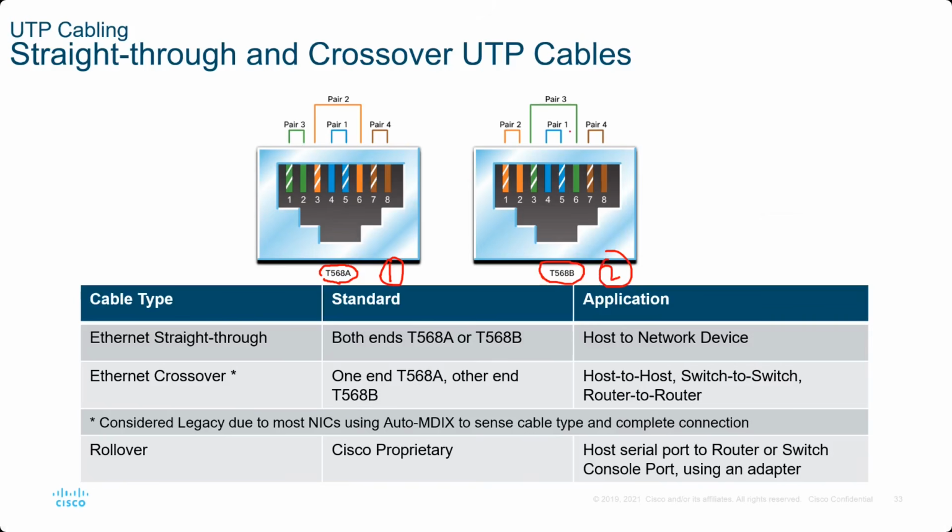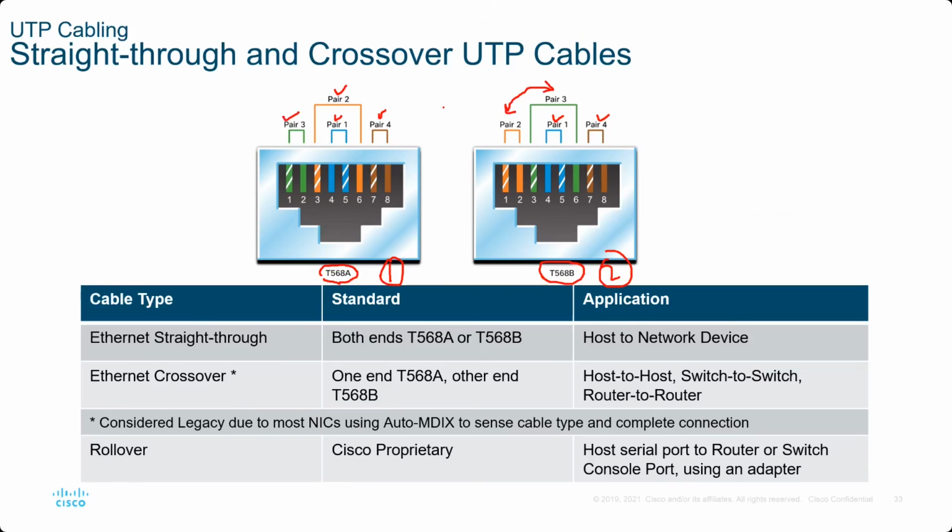Now, if you see the difference, you don't need to memorize the color numbers. Yeah, we are getting to that, Abid. If you look at the pairs, pair 1 and pair 4 are the same in both cases. The only difference is between pair 2 and pair 3, and they're flipped. You just have to change the position of pair 2 and pair 3.